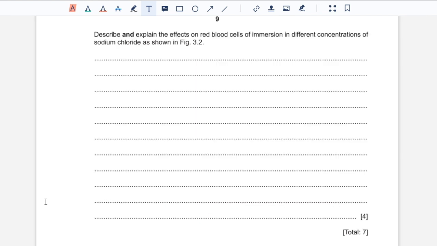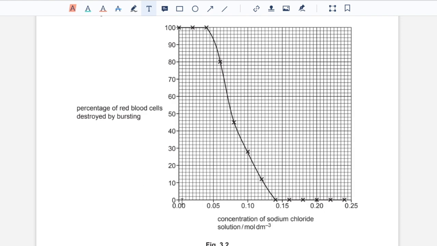Describe and explain the effects on red blood cells of immersion in different concentrations of sodium chloride as shown in figure 3.2. Alright, initially from 0 to 0.04 mol per dm³ of sodium chloride solution, the percentage of red blood cells destroyed by bursting remains constant, and then from that point onwards to 0.14 mol per dm³ of the salt solution, the percentage of red blood cells bursting decreases, and then it becomes 0 as the concentration of sodium chloride keeps increasing.